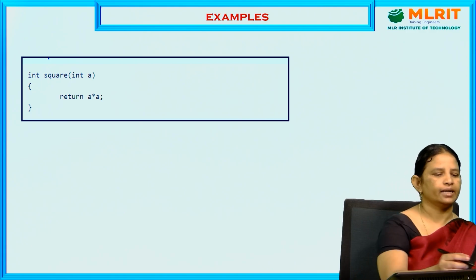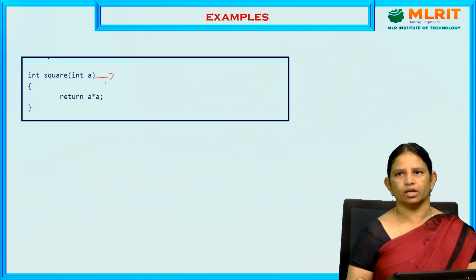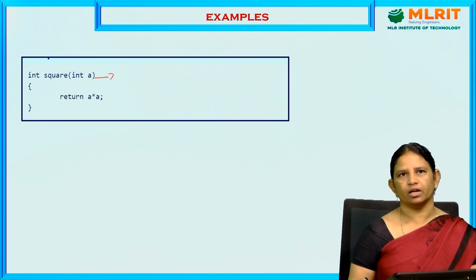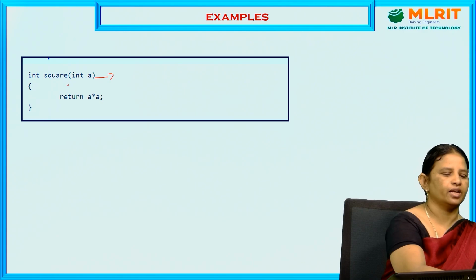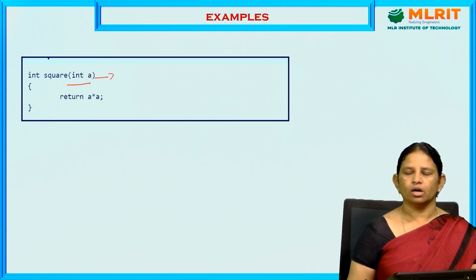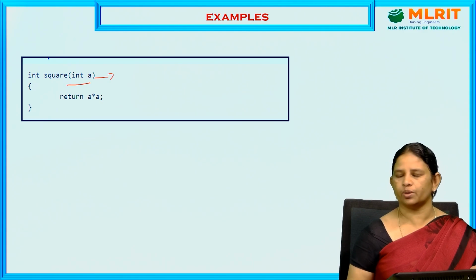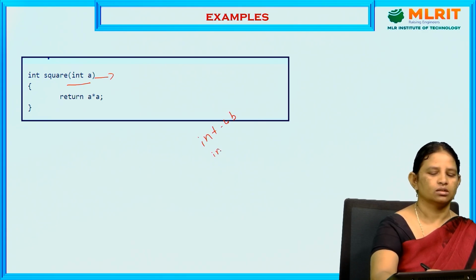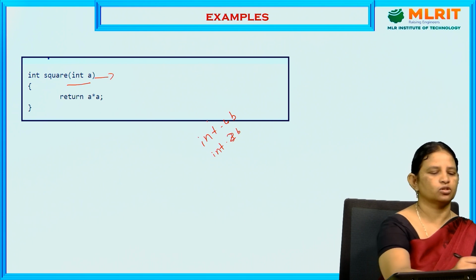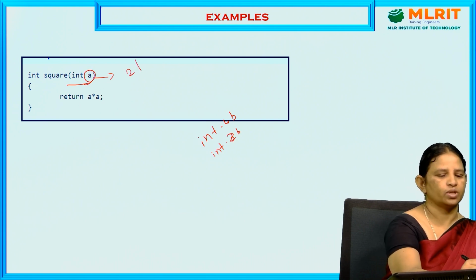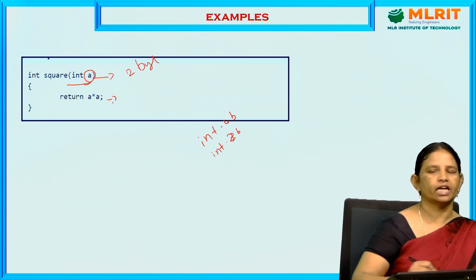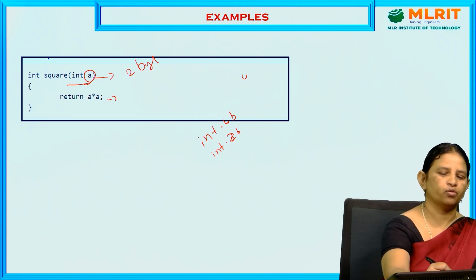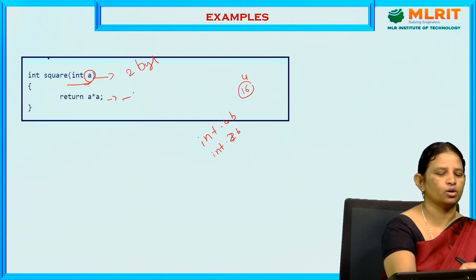int square(int a). How many variables are there? Only one variable, a. How much memory is required? In the case of a 64-bit processor, an integer takes 4 bytes, whereas on a 32-bit processor an integer takes 2 bytes. So for int a, assume 2 bytes. How many times do we return the value? The return statement also returns an integer value. If a equals 4, 4 into 4 is 16. It's also an integer value, 2 bytes.